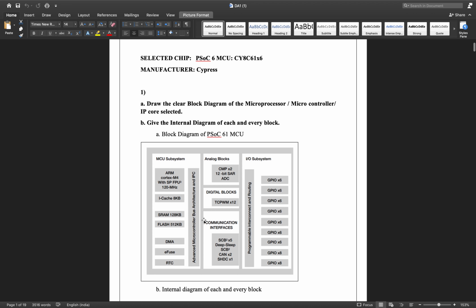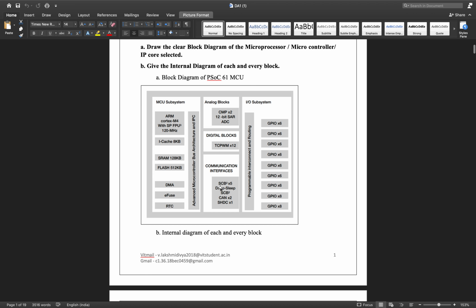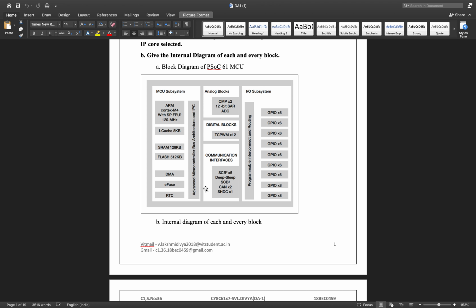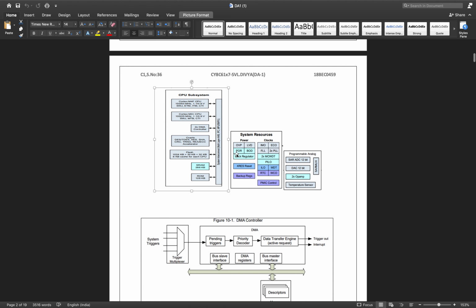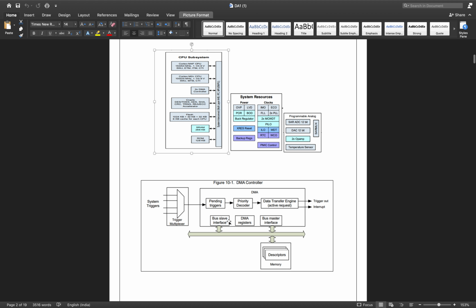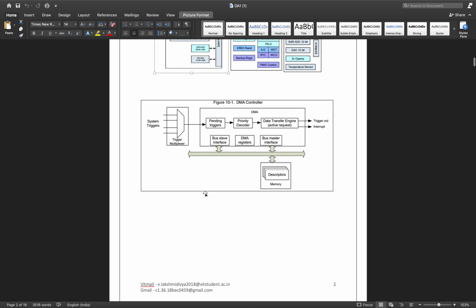Now coming to the first question, we are asked to draw the microcontroller block diagram and the internal parts. This is the basic block diagram of the microcontroller. As per the internal parts, we have a CPU, analog and digital blocks, and interfaces, and these are the block diagrams for the internal parts. The CPU has a DMA controller as an internal part, and this is the block diagram of the DMA controller. And this is the block diagram of the communication interface.